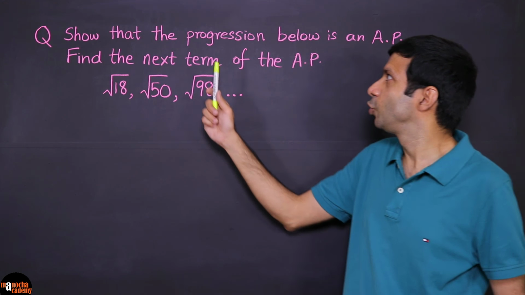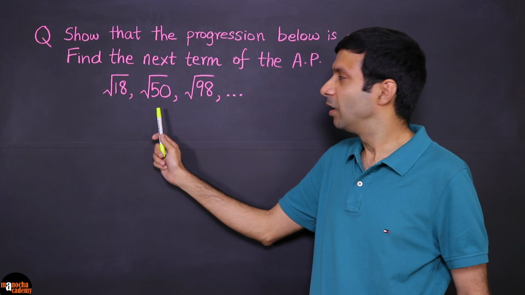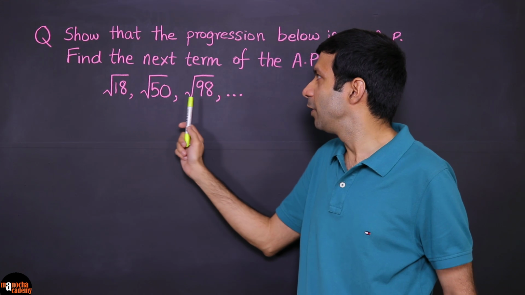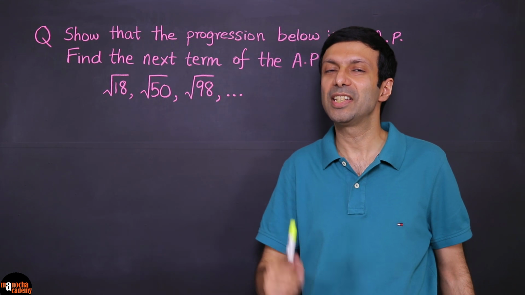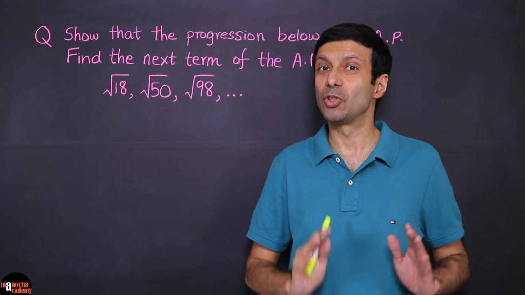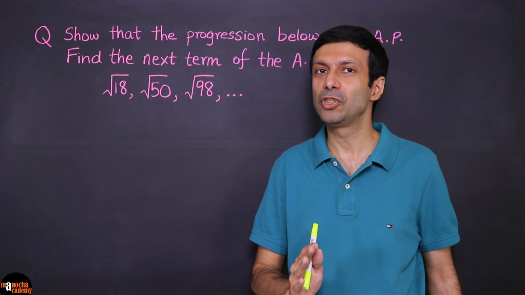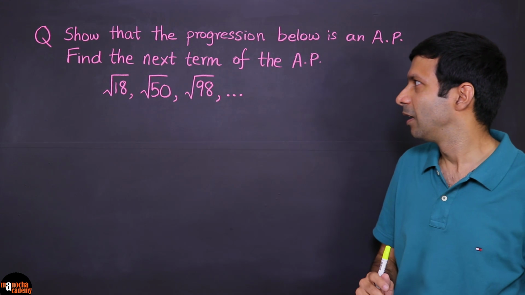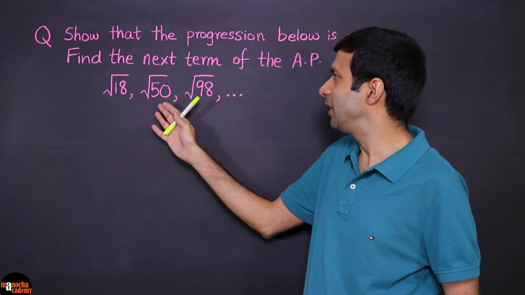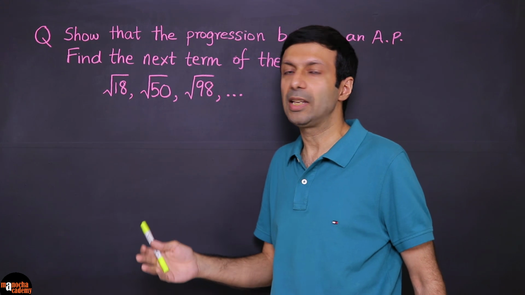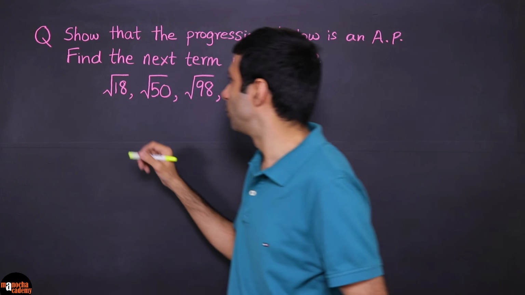So the trick is, to show that this progression is an AP, we need to find the common difference between the terms. And we need to show that this common difference is constant, right? Because remember, in an AP, the common difference should be constant. But since the terms look a little complicated here, since there's square root 18, square root 50, first let's see if we can simplify each term.